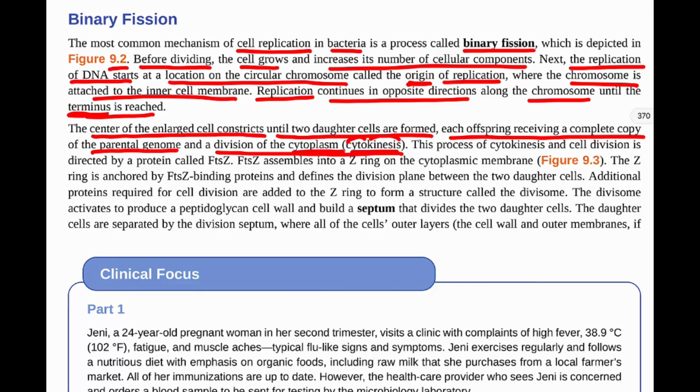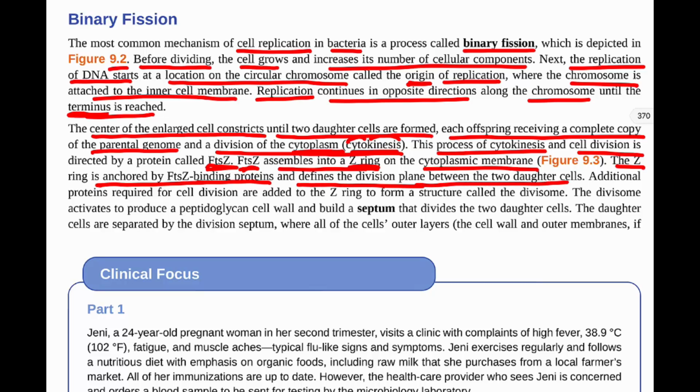So this process of cytokinesis and cell division is directed by this protein called FtsZ. So this FtsZ is what's actually going to create this pinching off part. The FtsZ is going to assemble into a Z ring on the cytoplasmic membrane. And then this Z ring is going to be anchored to the cell by FtsZ binding proteins. And then this position is going to define the division plane between the two daughter cells.